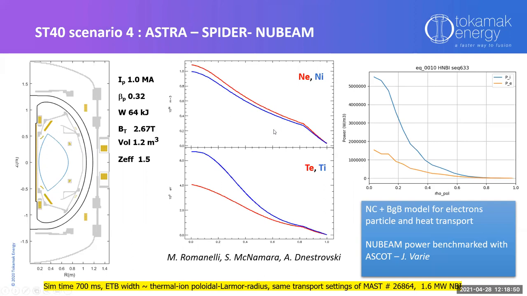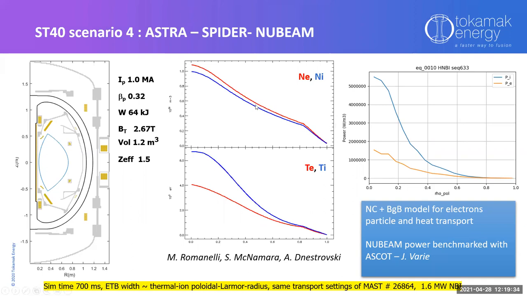We have done several simulations with different assumptions for the H-mode pedestal and for the transport. In this case, we defined the external transport barrier width based on the thermal ion poloidal Larmor radius. And we use the same transport settings as one of the actual MAST discharges, including 1.6 megawatt NBI. And we consistently find temperatures of this kind of level. So we expect that we will be able to achieve these high performances.